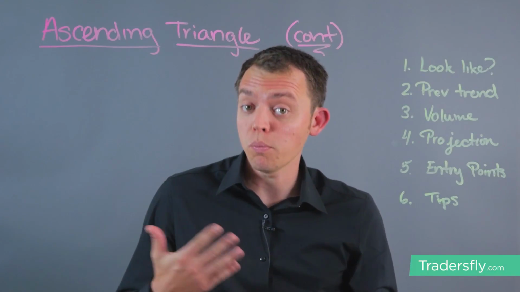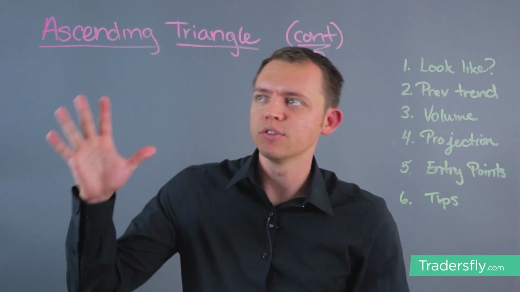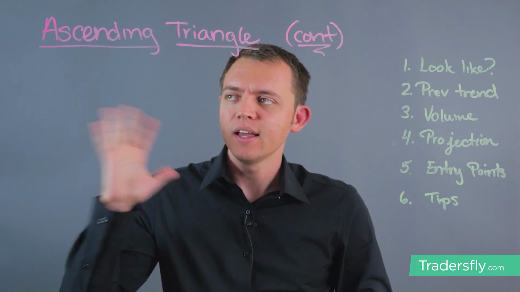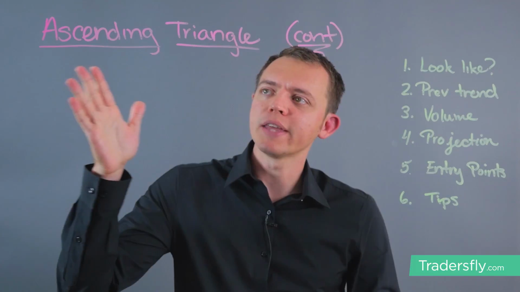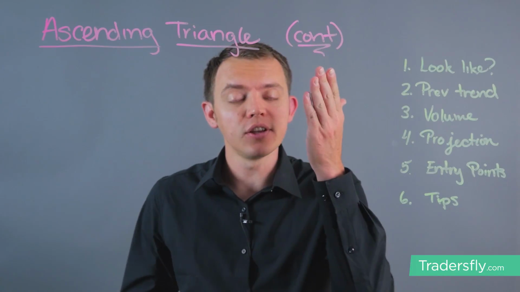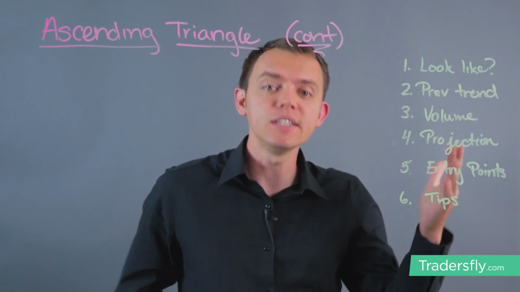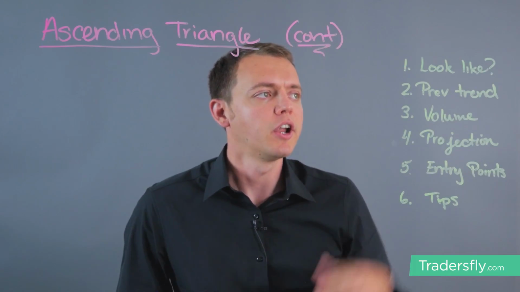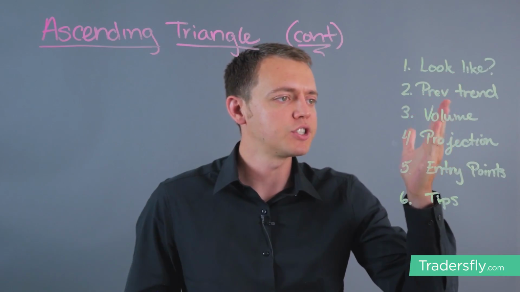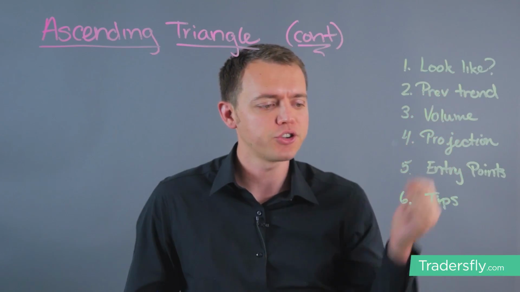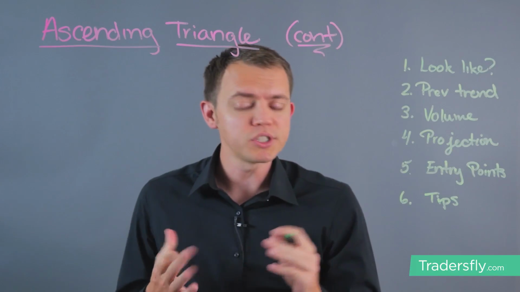And today we're going to go back into the basics of looking at technical analysis and some patterns. We're going to look at the ascending triangle, which is a continuation pattern, which means it continues from the previous trend. We're going to take a look at what it looks like, the previous trend, volume, projection, entry points, and a few tips. So these are the points that we're going to cover.